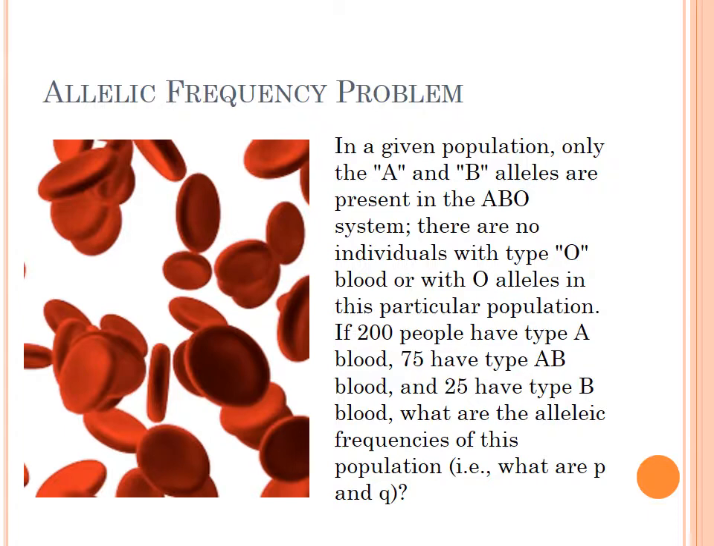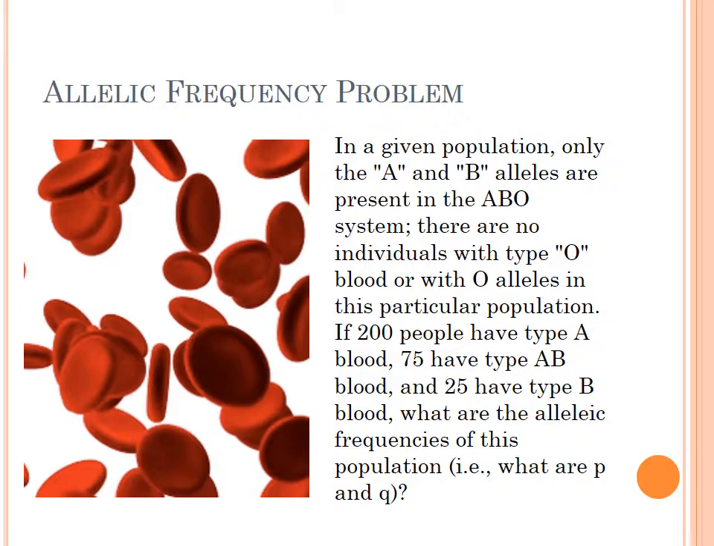We know that 200 people have type A blood, AA. 75 have type AB blood, and 25 have type B blood, so BB. What are the allelic frequencies? So we have our totals of 200 type A, 75 AB, 25 type B, leading to a grand total of 300 individuals in the population. To get type A, how many type A alleles are there? 200 plus 200 plus 75. So 475 over a grand total of 600.